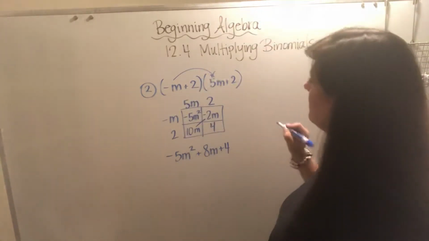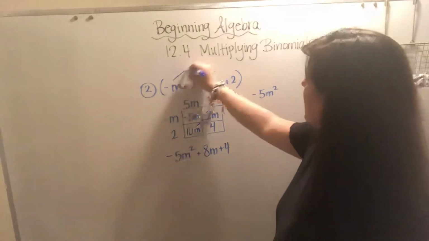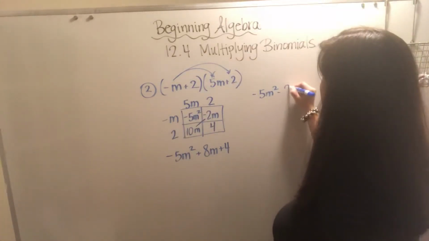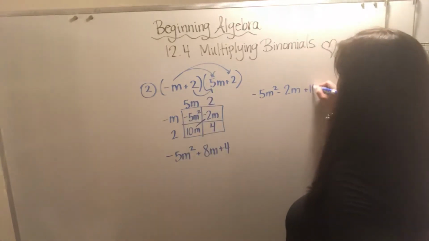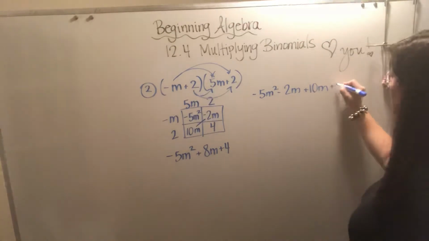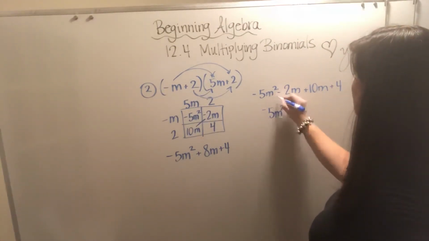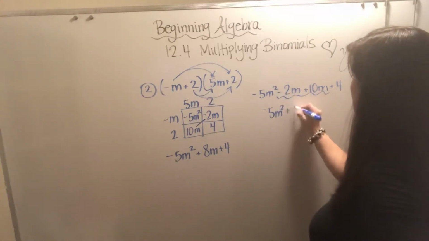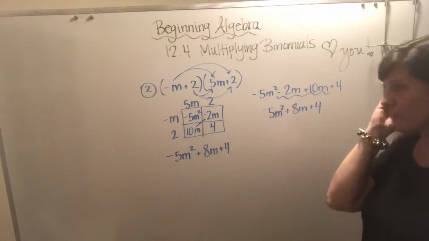Let's try FOIL. First, negative 5m squared. Outside, negative 2m. Inside, last. Combine, negative 5m squared, and there you have it, both methods.